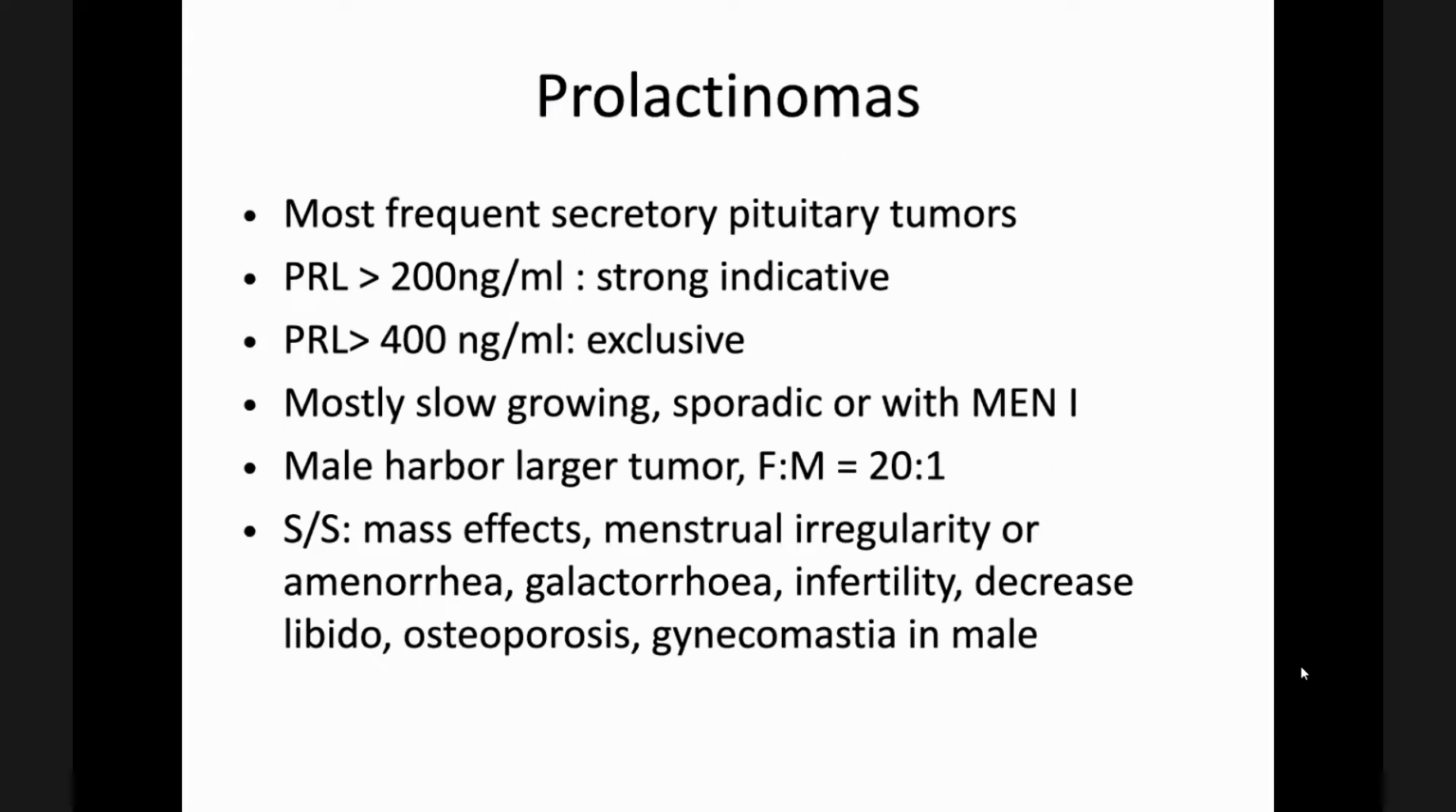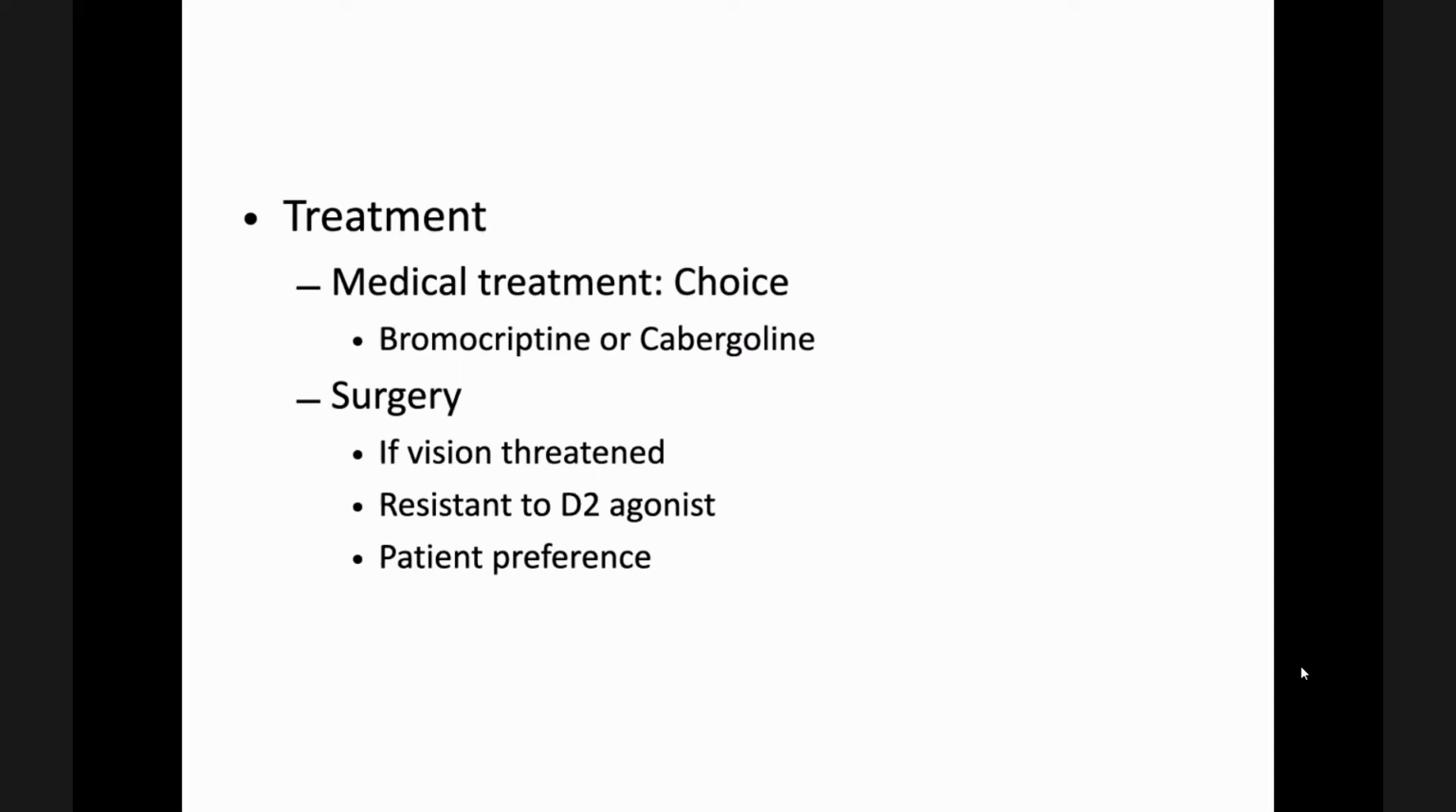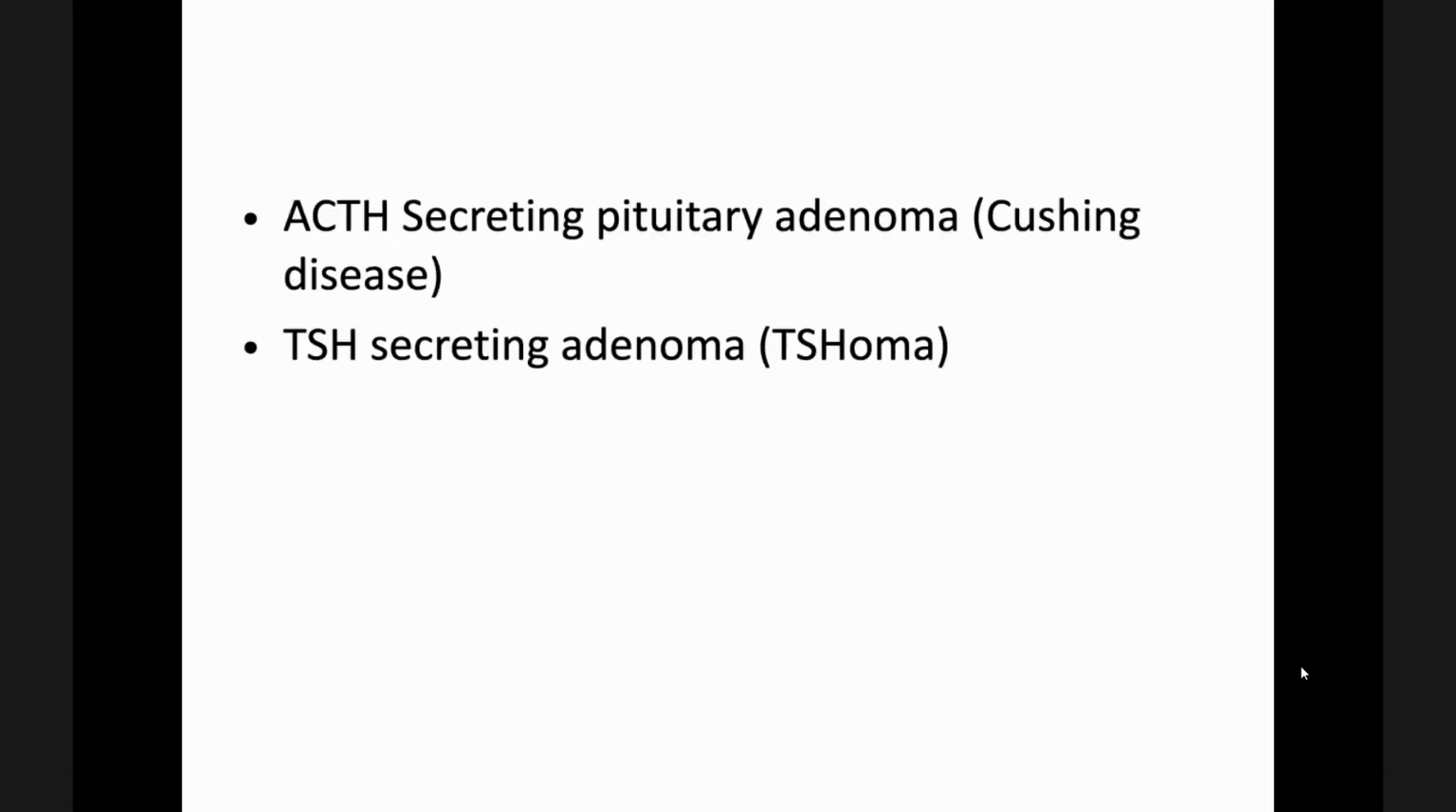Hyperprolactinemia or prolactin secreting pituitary adenomas may present with mass effects and LH/FSH defects like menstrual irregularity or amenorrhea, galactorrhea, infertility, decreased libido, osteoporosis, and gynecomastia in males. So these are the features of hyperprolactinemia, and the treatment of choice is bromocriptine or cabergoline. So first line of treatment is medical treatment in the case of prolactinoma, not like in acromegaly, where the first line treatment is surgery. In prolactinoma it is bromocriptine or cabergoline. Surgery if vision is threatened, resistant to the dopamine agonist, or patient preference.